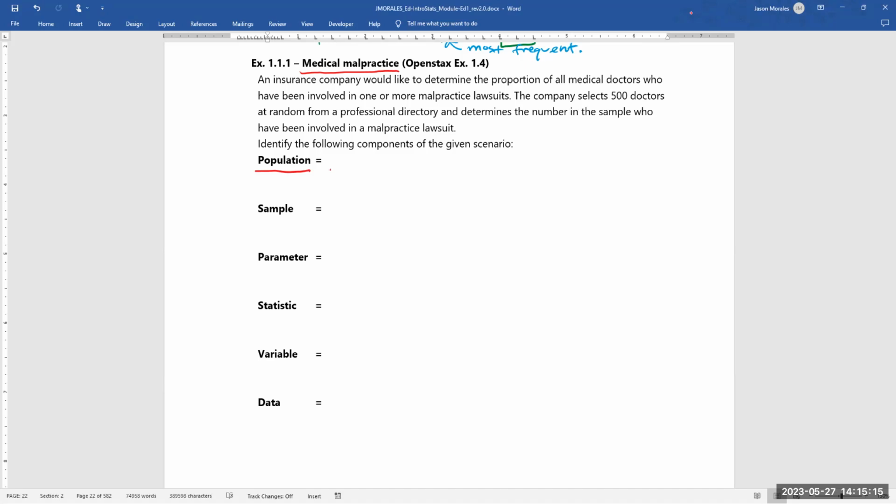Well, the population is going to be all medical doctors with one or more malpractice lawsuits. Now, the sample is a subset of this population.